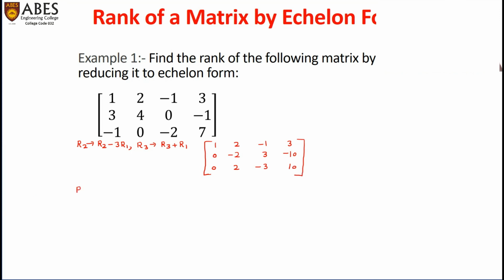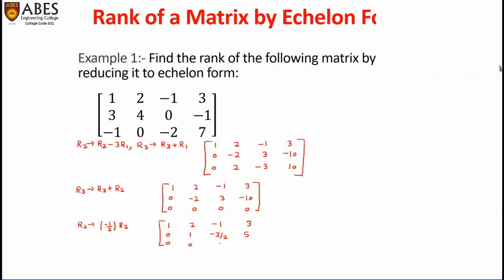The next is R3 replaced by R3 plus R2, because this is a multiple of this. That is 1, 2, minus 1, 3, 0, minus 2, 3, minus 10, 0, 0, 0, and 0. Next is R2 replaced by minus 1 by 2 R2. This becomes 1, 2, minus 1, 3, 0, 1, minus 3 by 2, and 5, 0, 0, 0.